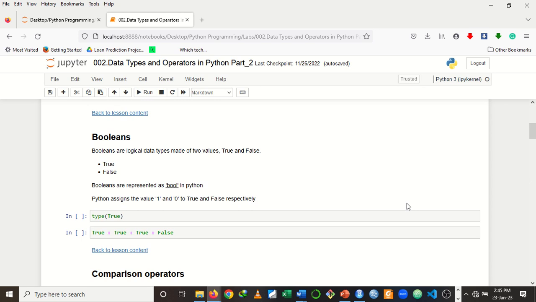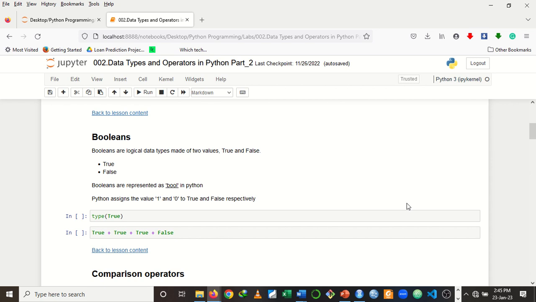Booleans are logical data types made of two values, basically True and False. So booleans in Python basically refer to True and False. One thing to note is that they must start with capital letters, or else they wouldn't be recognized as booleans. If you write TRUE in all caps, it's not seen as a boolean. And if you write true in lower case, it's also not seen as a boolean.